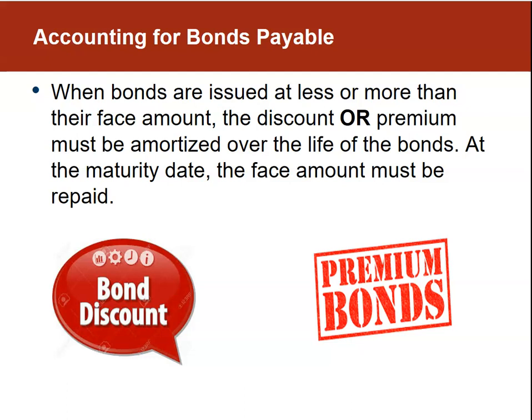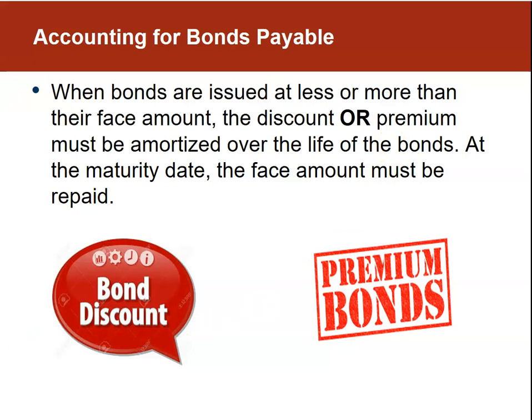So, we said in the previous video that when we sell bonds for less than the face amount, they're issued at a discount. And when we sell bonds for more than the face amount, those bonds are issued at a premium. However, we have to think about the mechanics of this. And so what we have to acknowledge is that whatever the face amount of the bond is, that's what we're going to have to pay back, okay, to the investor.